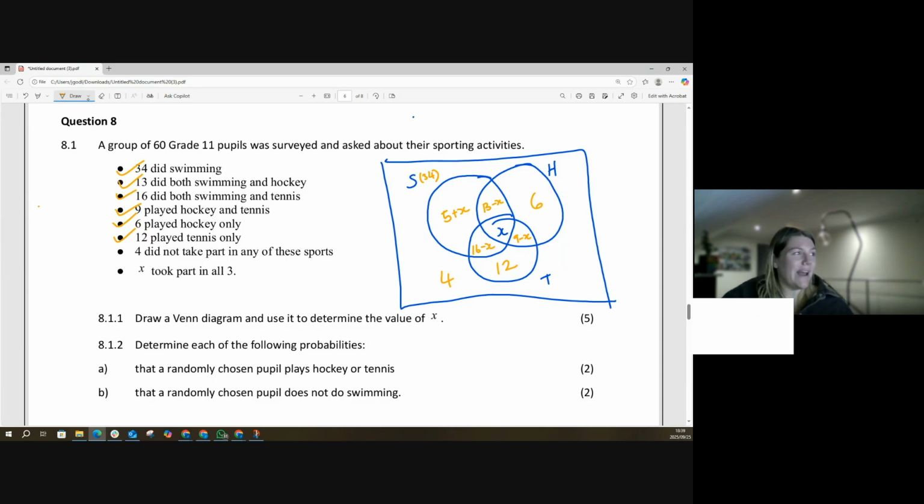And we're going to add all of those together, and they all have to equal 60. And you should get the beautiful answer of X is equal to 5. So you want to add all of these together.